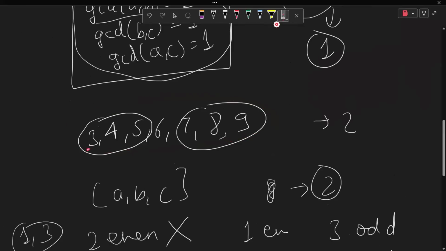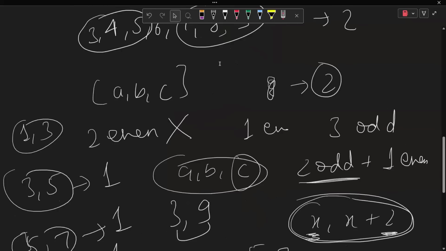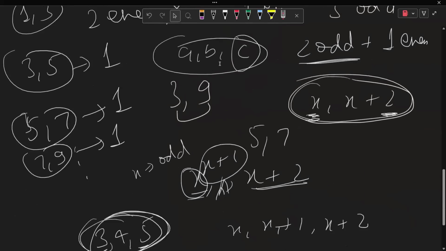I took this, since this 3 was odd, I took 3, 4, 5. Then I cannot start with 6, because if I start with 6, I would have two even integers. So I left this 6 and then I started with 7 again, then 7, 8, 9. So basically, in the range, what is the maximum number of operations you can perform? That is the number of pairs of odd integers that you get.